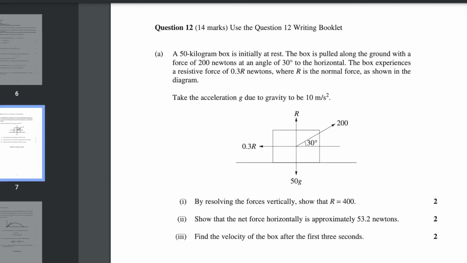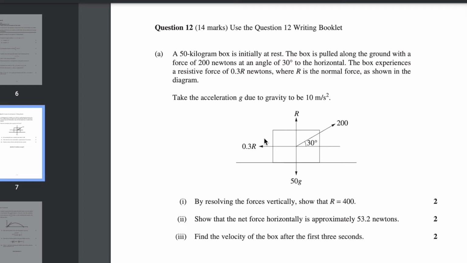So let's have a look at this question from last year's HSC exam. A 50 kilogram box is initially at rest. The box is pulled along the ground with a force of 200 newtons at an angle of 30 degrees to the horizontal. The box experiences a resistive force of 0.3 times R newtons, where R is the normal force, as shown in the diagram below.